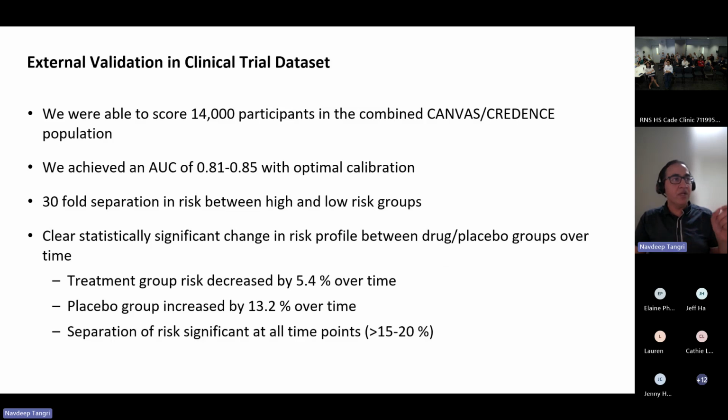Not only that, we see a 30-fold separation in risk between high and low risk groups. We see a change in drug and placebo risks over 6 months. In just 6 months, we see a 20% change. The drug group's risk decreases by 5%. The placebo group's risk increases by 13%. So it diverges. It follows all the face validity of what we saw in the trial.